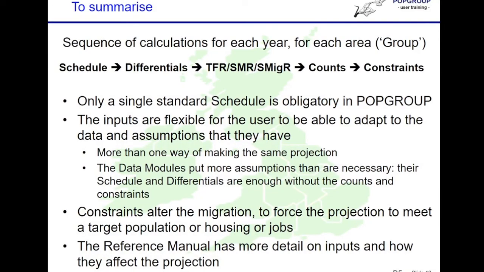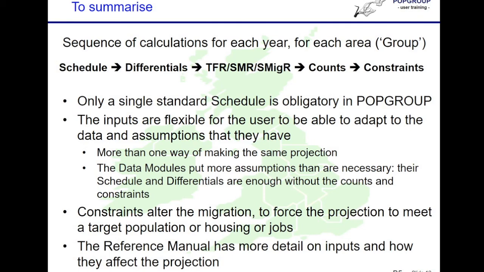So just to summarise then, the sequence of calculations for each area and for each year is as follows. POPGROUP is looking first of all for schedules, so sets of age and sex specific rates, fertility, mortality, and migration. It'll then look for differentials to either raise or lower that across different areas or groups and over time. Then POPGROUP will look for summary demographic measures, such as the total fertility rate and standardized mortality ratio, and adjust its estimates and projections of mortality, fertility, and migration to meet these summary measures.